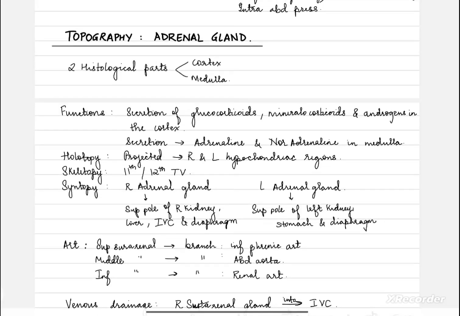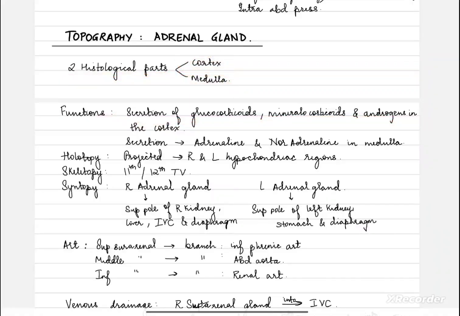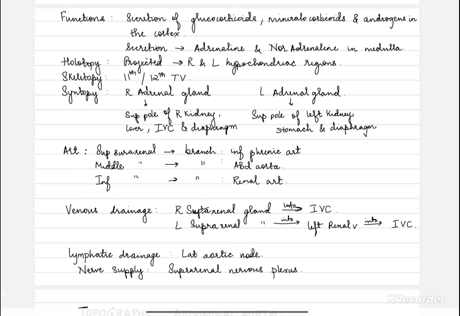Now topography of the adrenal gland. There are two histological parts, again cortex and medulla. Function is secretion of glucocorticoids, mineralocorticoids and androgens in the cortex, and secretion of adrenaline and noradrenaline in the medulla. Holotopy is projection on the right and left hypochondriac region. Skeletotopy is 11th, 12th thoracic vertebrae.